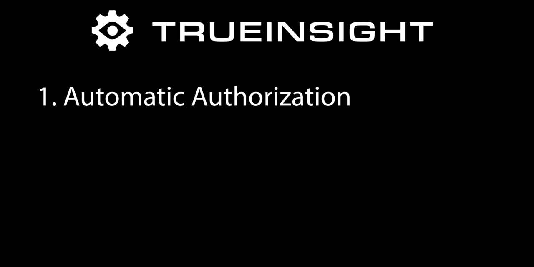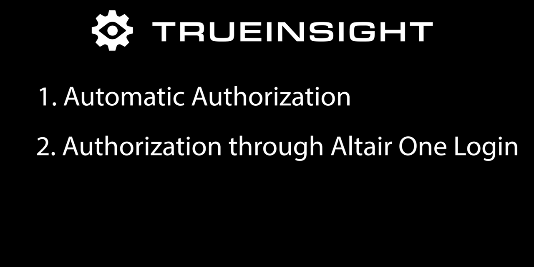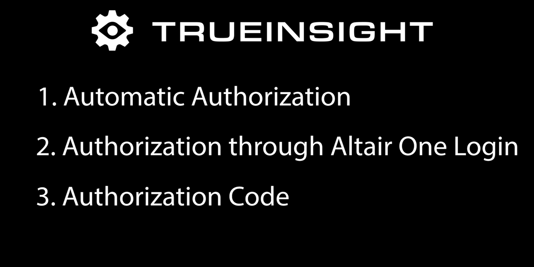So we just talked about the three different authorization methods. The first one is that automatic authorization through the software. The second one would be creating the Altair One account and using your login information. And the last one would be that authorization code that you can generate through Altair One.